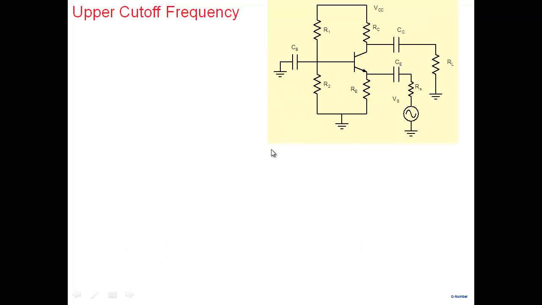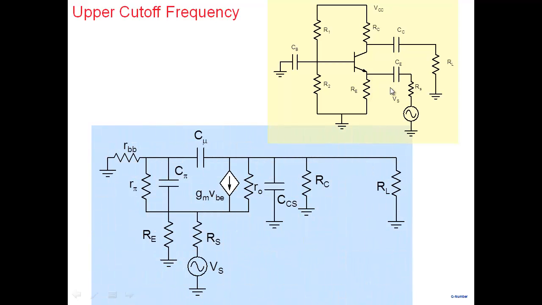All right. So higher cutoff frequency or upper cutoff frequency, we need to take this and transform it into our high frequency hybrid pi models. We need to substitute that. And when we look at upper cutoff frequency, what I've been telling you is that many times we ignore the base resistance RBB, but that's central. In upper cutoff frequency, that plays an extremely important role, and you have to include RBB here.